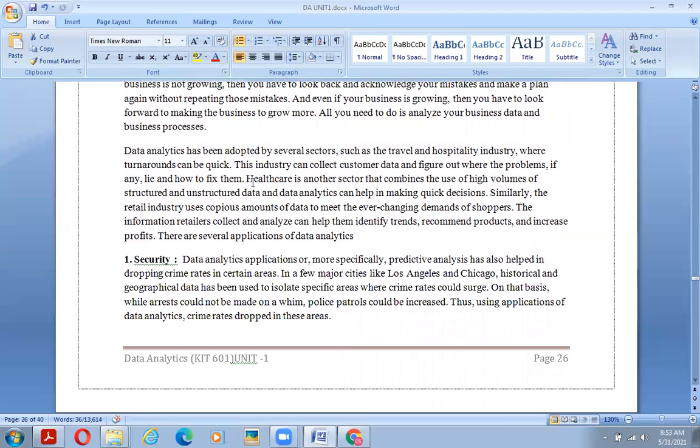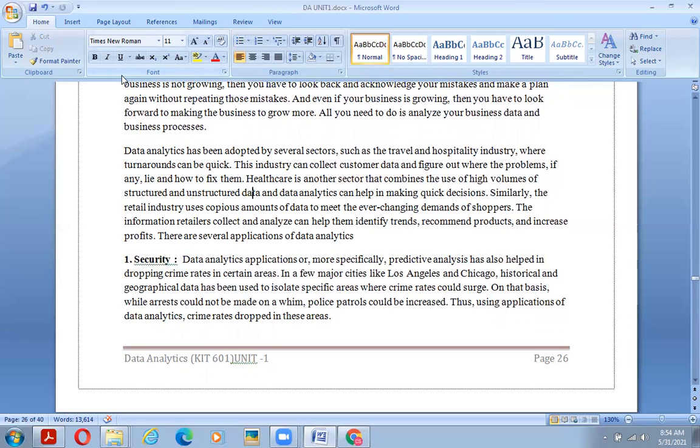Data analytics has been adopted by several sectors, such as travel and the hospitality industry, where turnarounds can be quick. This industry can connect customer data and figure out where the problem is, why it happened and how to fix it. Healthcare is another sector that combines the use of high volumes of structured and unstructured data, and data analytics can help in making quick decisions as well.